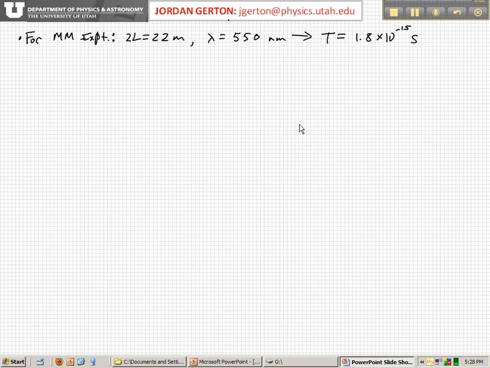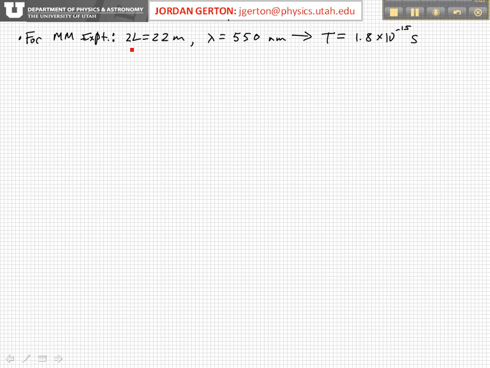For the Michelson-Morley experiment, as we said before, the total traveled distance of each arm of the interferometer, 2L, was equal to 22 meters. And the wavelength that they used in their experiment was 550 nanometers, which gives a period for the light wave, for that wavelength, of 1.8 times 10 to the minus 15 seconds. Here we have used the generic expression that the speed of a wave times its period is equal to its wavelength, and we have plugged in the current known speed of light, which is about 3 times 10 to the 8th meters per second.